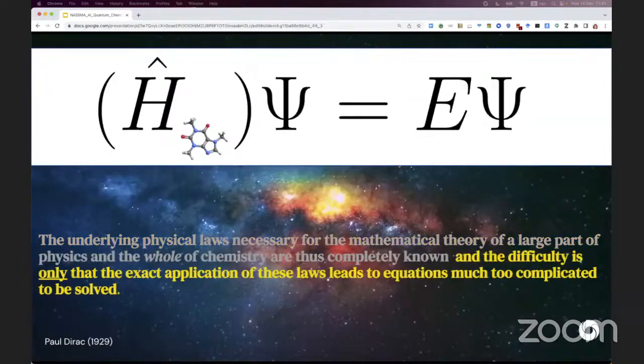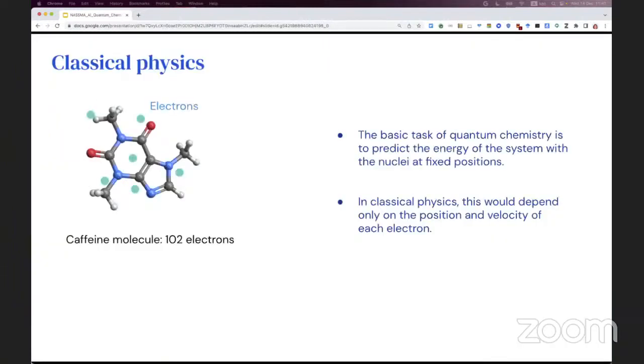But the quote continued, and he said that the difficulty is only that the exact application of these laws leads to equations that are much too complicated to be solved. So essentially, he said, our only task is to solve these equations, but that's very complicated. And that's what we've been trying to do since then. So yeah, we haven't fixed it. But why is it so complicated?